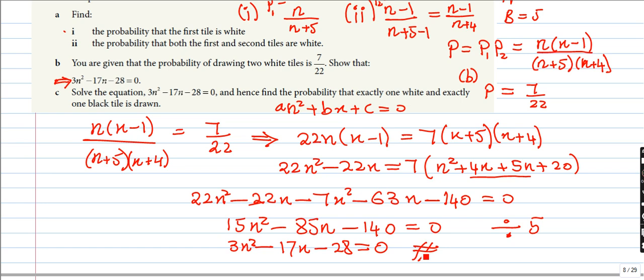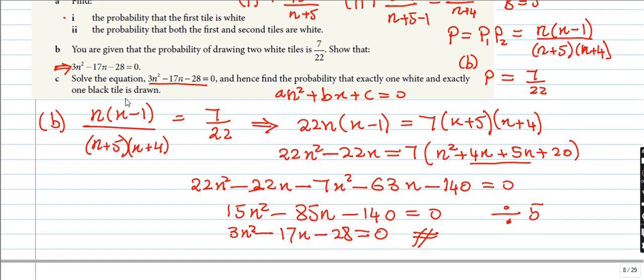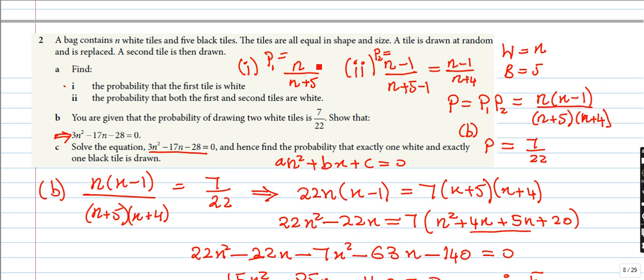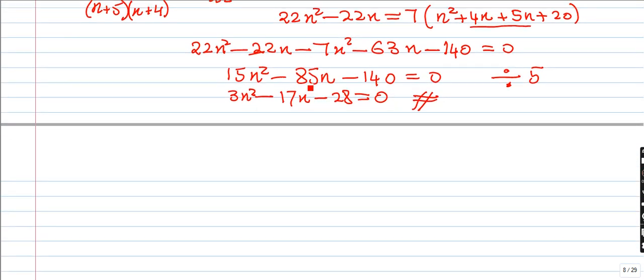Now the second part, or C, this is number B, what we have done here. C: solve the equation, this equation that is proven, and hence find the probability of exactly one white and exactly one black is drawn. Remember, the probability of exactly one white drawn from the first try is n over n plus 5, so in order to find that, we need to find n. For exactly one black drawn, the number of black is 5, so it's 5 divided by the total, 5 divided by n plus 5. So again, we need to find n. Let us try to find n first.